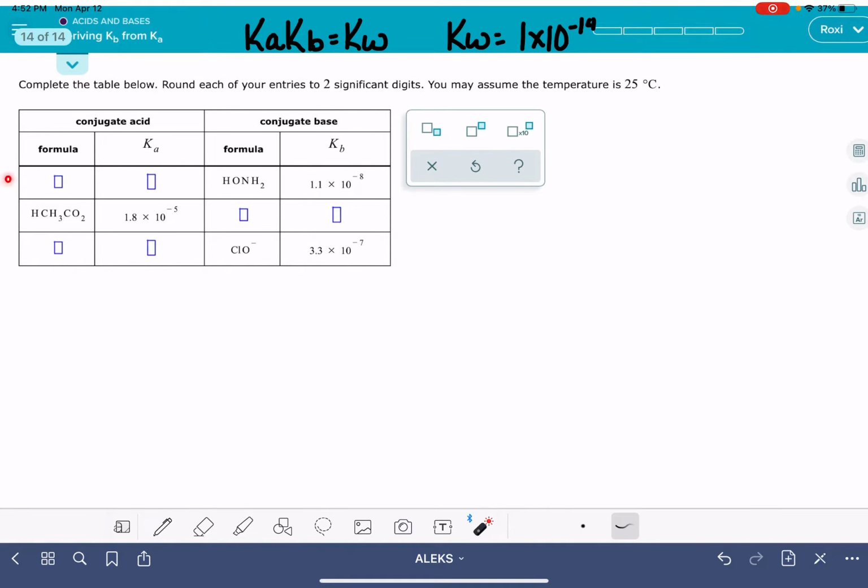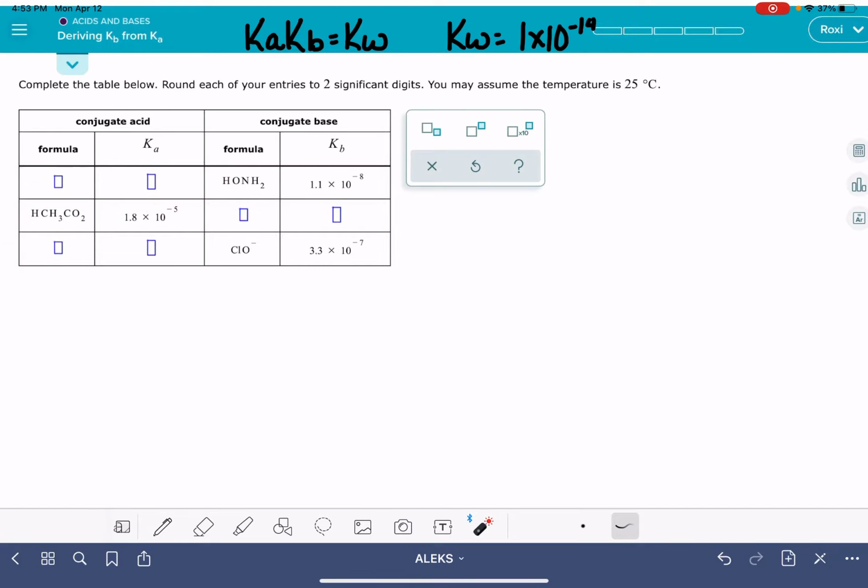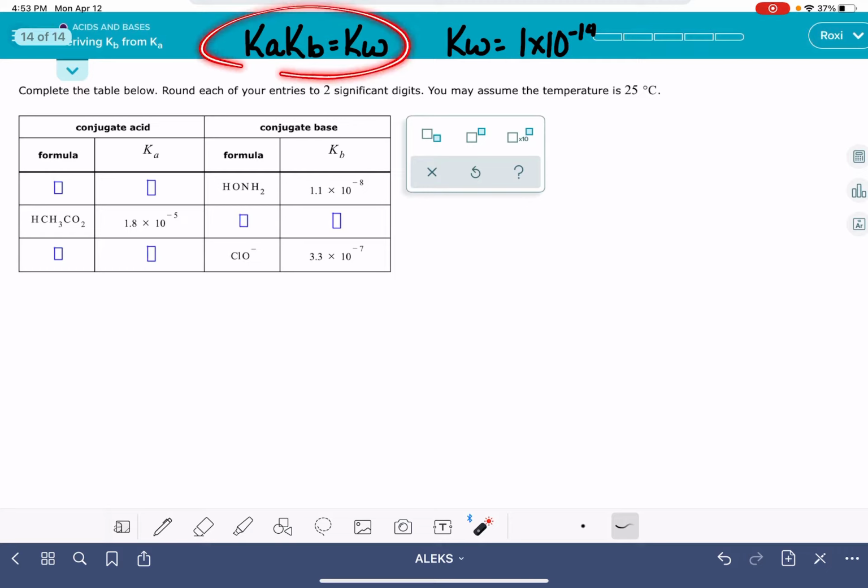There are 3 different sets of data or pieces of information in this problem. We're going to start with row number 1, molecule number 1. In this row, we are being given a Kb value, and we are asked to come up with the corresponding value of Ka. So if we look at this relationship between Ka and Kb and Kw, if we're trying to solve for Ka, that means we want to divide both sides by Kb.